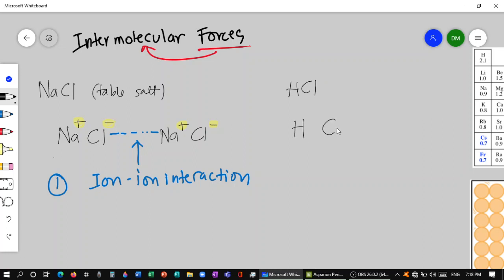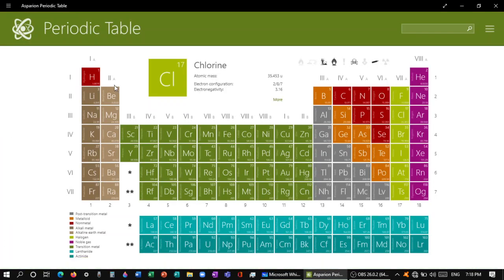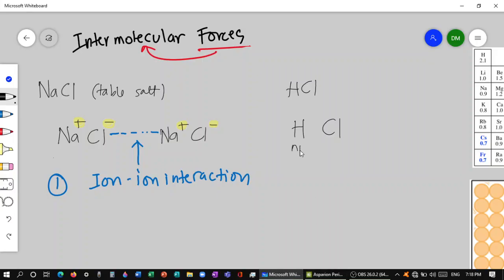HCl: hydrogen is a non-metal, and Cl also is a non-metal. Hydrogen is an exemption for the metal area, but hydrogen is still a non-metal element. We have a non-metal plus another non-metal element. This one is a covalent bond, and in covalent bonding there is a sharing of electrons, and a covalent bond can be polar or non-polar.